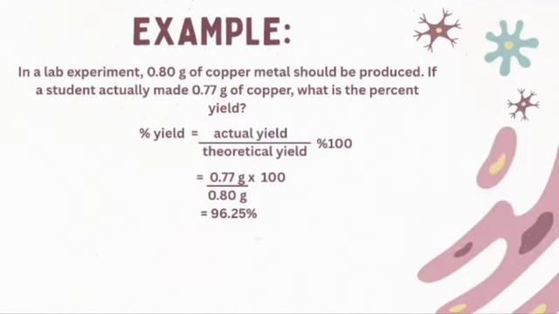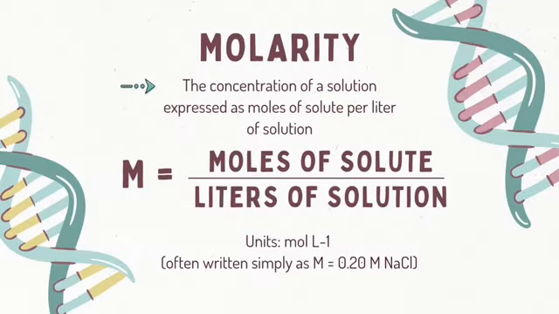The theoretical yield is 0.8 grams and the actual yield is 0.77 grams. So we divide 0.77 by 0.8 and multiply by 100. And the percent yield is 96.25%.